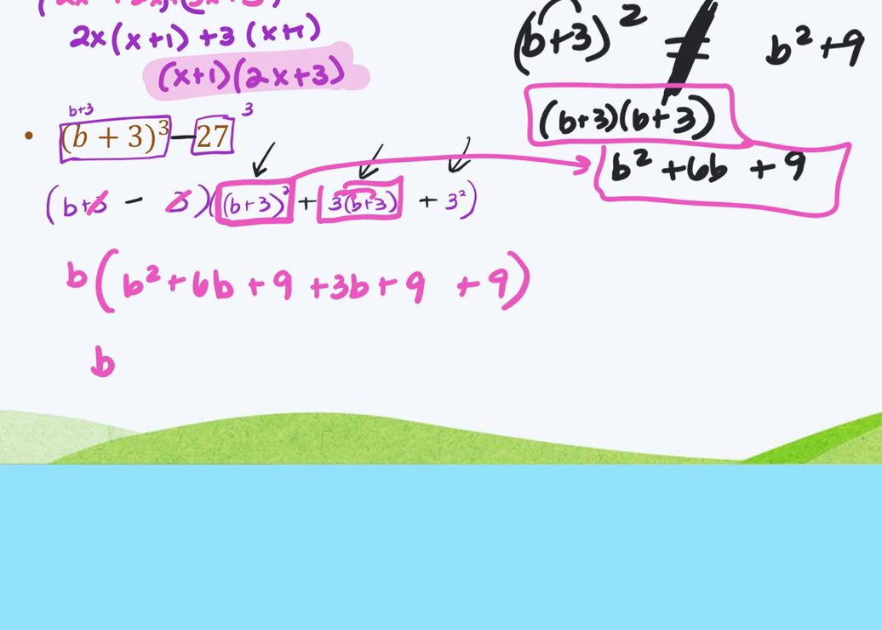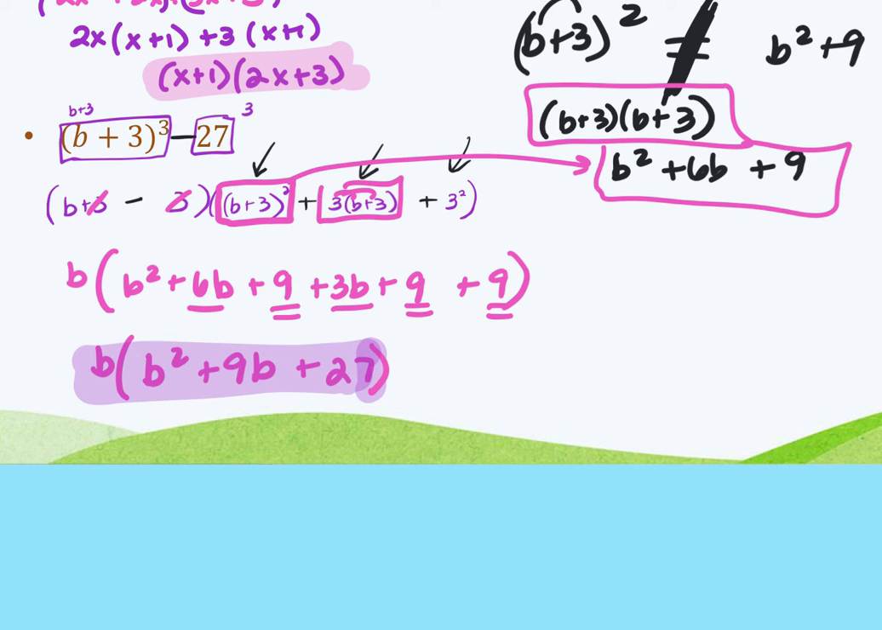From here, we're going to combine like terms. There's only 1 b squared. There's a 6b and a 3b, so that's 9b. And then there are 3 9s, which would be 27. So some of you got all the way there. Fantastic job. But a lot of you made mistakes along the way on that one, so please make sure you're careful.